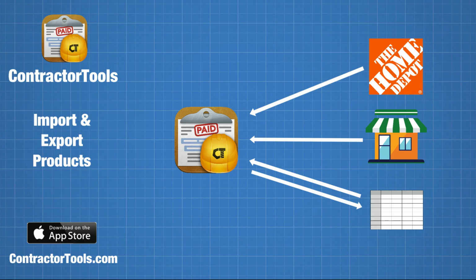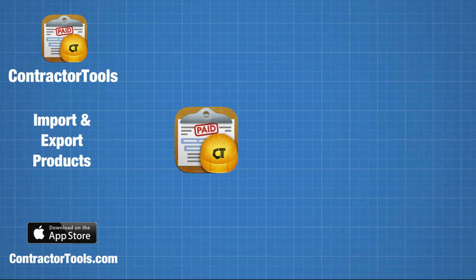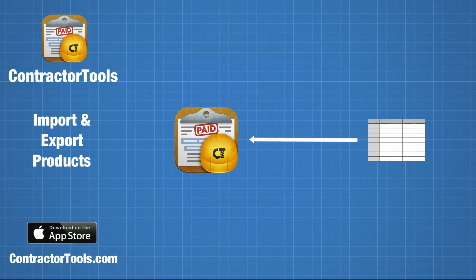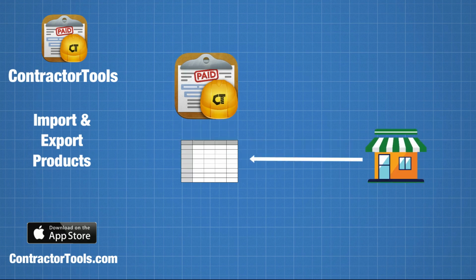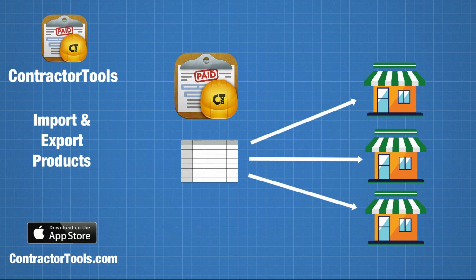This is useful for a number of reasons. First, if you have lists of products that you use in your jobs, rather than having to enter those manually, you can now import those into Contractor Tools. Second, once you have a list of products in Contractor Tools from one vendor, now you can export that list and send it to other vendors to request their price quotes, and then easily import those back into Contractor Tools.